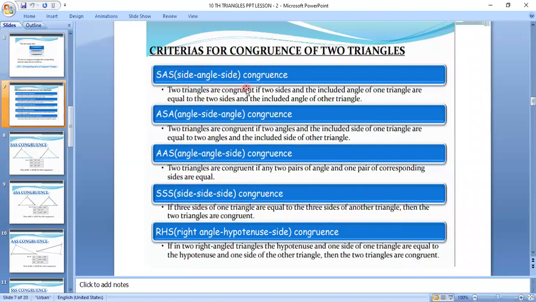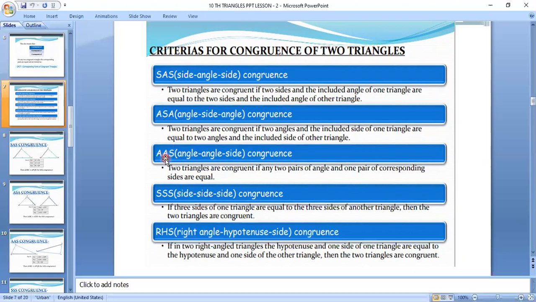SAS, side angle side congruence. Two triangles are congruent if two sides and the included angle of one triangle are equal to the two sides and the included angle of the other triangle. Then the two triangles are congruent by the SAS congruence rule. Another one, ASA, angle side angle congruence rule. Two triangles are congruent if two angles and the included side of one triangle are equal to two angles and the included side of the other triangle. Then the two triangles are congruent by the ASA congruence rule.